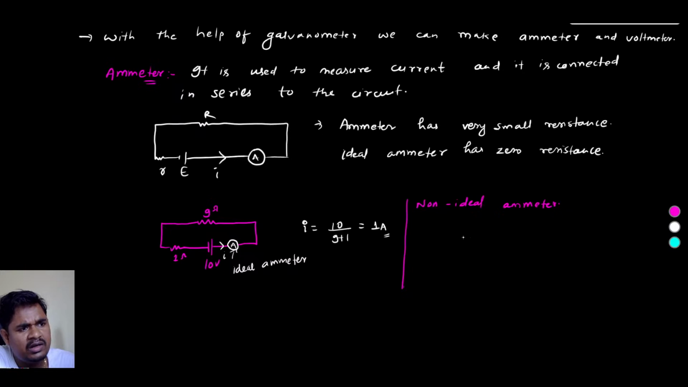in case of a non-ideal ammeter, we will have here 9 ohm resistance, and let's say this internal resistance is 1 ohm. Then the battery that is of 10 volt, and there is an ammeter which is non-ideal, and it is shown that 2 ohm is there. 2 ohm means it is the resistance of the ammeter. Now they're asking us to calculate the current flowing in the circuit.